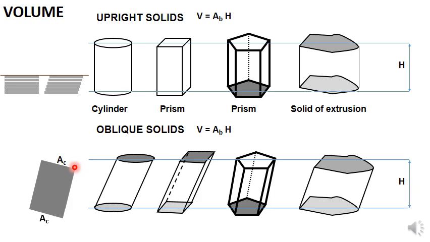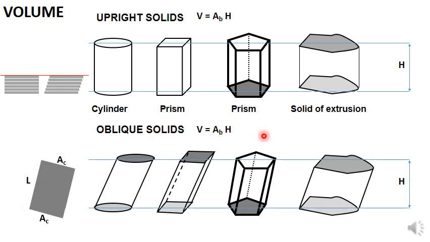Now, if we remove this area and we place it on the other side of the solid, what we get is an upright solid, with a height equivalent to the slant height of the solid, so let's say L. So meaning we may now calculate the volume of these oblique solids using the same formula as that of the upright solids. Our formula will then be area of the cross section of the base, which in this case is AC, times the slant height of the solid, which is L.